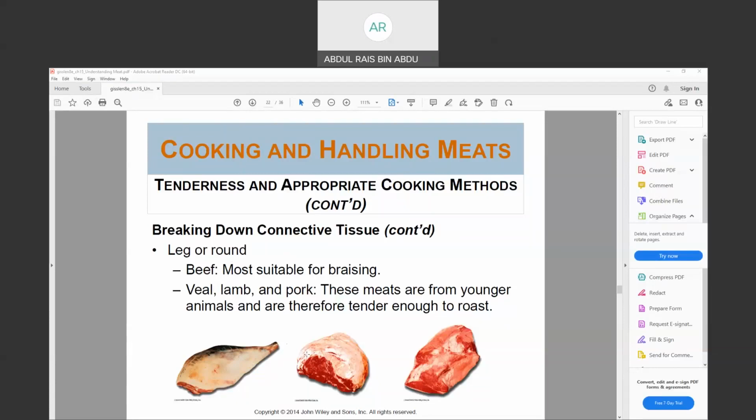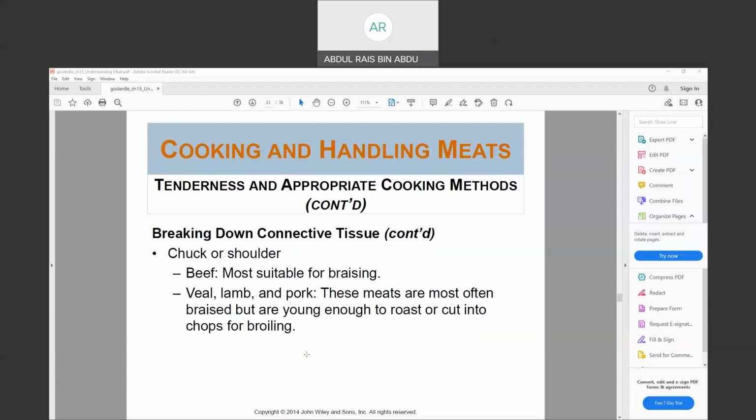Therefore, moist heat or combination of moist and dry heat is preferable lah to make it tender, right? Okay, we move on to the next part, which is the chunk or the shoulder. Sama juga, most suitable for braising. Kata ni apa? The meats, they are often braised but are young enough to roast or cut into chops for broiling.